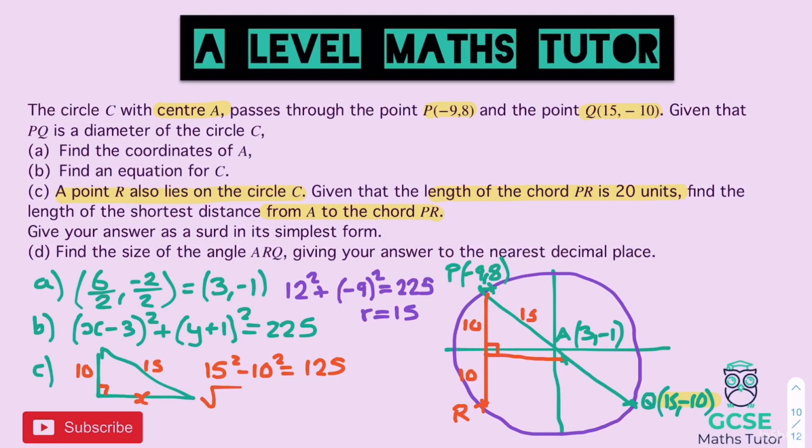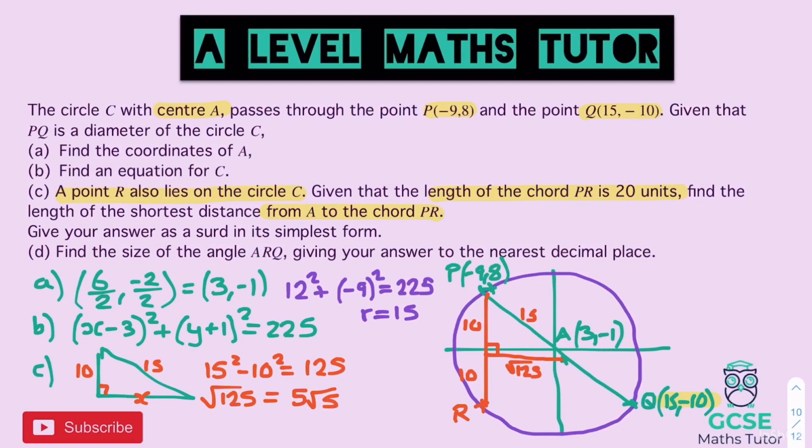Obviously just square rooting that to finish it off, we get the square root of 125. Now that's not the nicest, but there we go. We get the square root of 125. Or to be fair, we could actually simplify that. That is 25 times 5. Square root of 25 is 5, so that could also be written as 5 root 5.